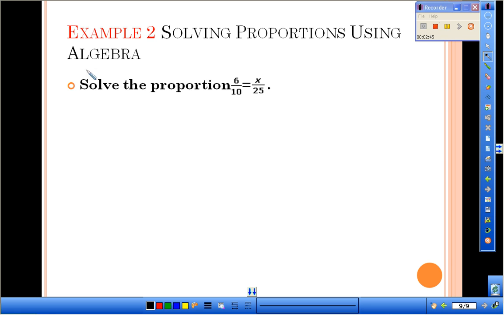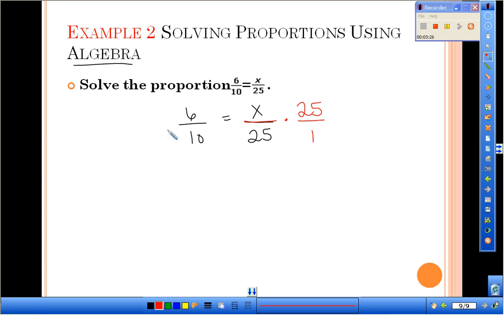The second way to solve a proportion is using algebra. So write this example in your guided notes. We have 6/10 equals x over 25, or you would read it 6:10 as x:25. Now with algebra, you want to try to solve for x, and you want to start on the side that has the variable. So we're going to start over here on the right side. We want to isolate the variable. So ask yourself, what is the inverse operation of what they are doing over here? Well, they're dividing by 25. So the inverse operation, or opposite of division, would be multiplying by 25.